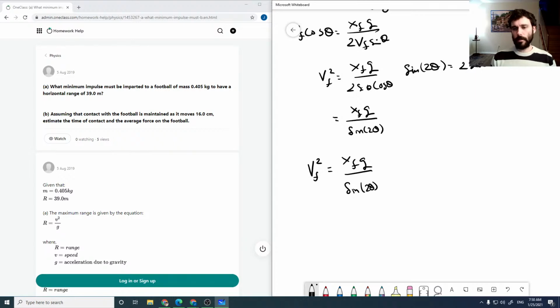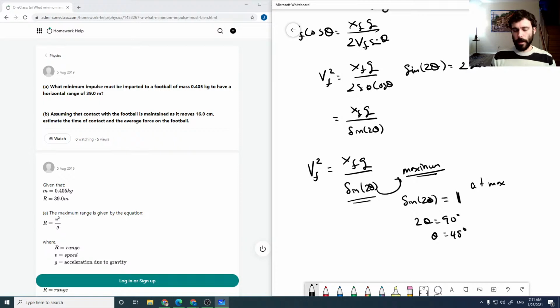So our distance is fixed at 39 meters. Our g is a constant. So the only thing we can really minimize is our sine 2 theta, or our 1 over sine 2 theta. So this will be a minimum when this is a maximum. All right, because if this gets any smaller, then this needs to get bigger. So sine 2 theta, but sine can only be between minus 1 and 1. So sine of 2 theta is a 1 at maximum. So then 2 theta equals 90 degrees. So theta equals 45 degrees.